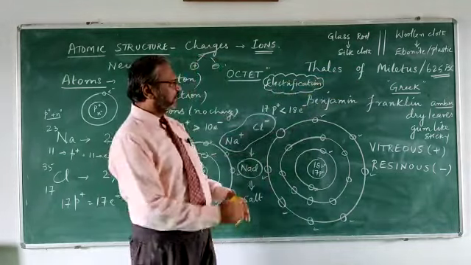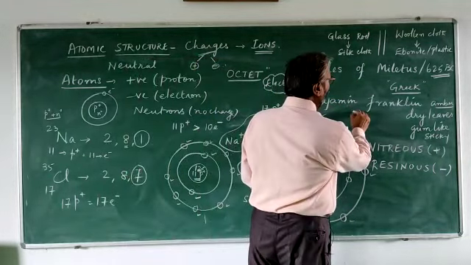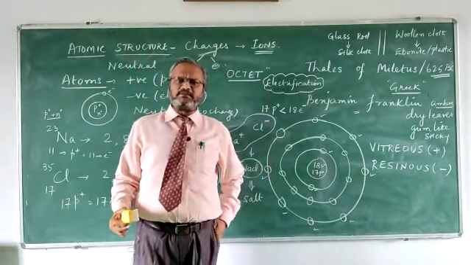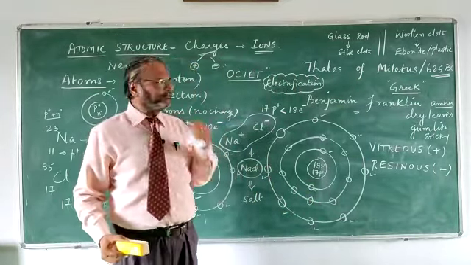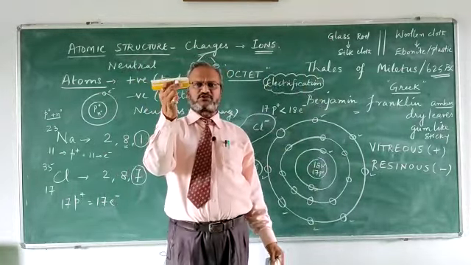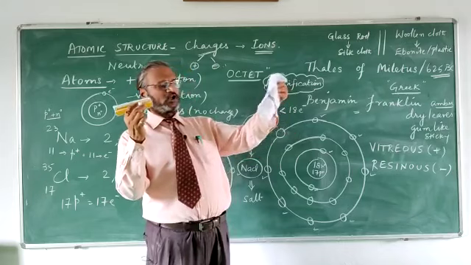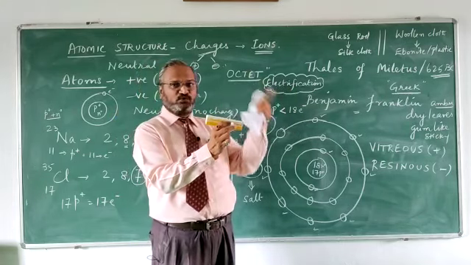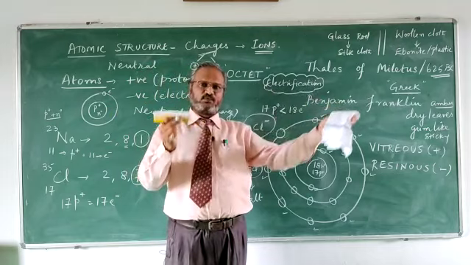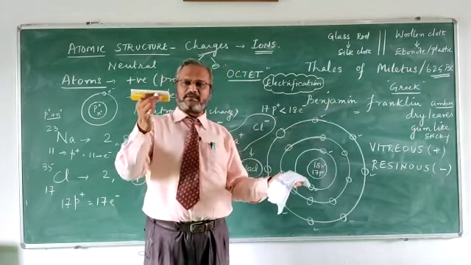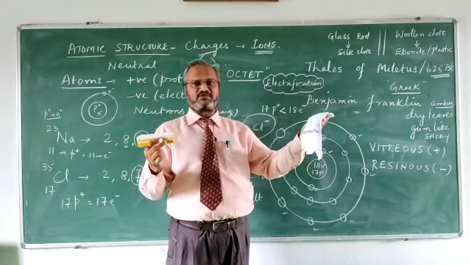And then it was Benjamin Franklin who made further study. What is the basic principle? You can take a simple example. Take a glass rod, and take a silk cloth. Fine, and you rub it, right? And one will lose, the other will gain. One loses electron, other gains electron. One becomes positive, another becomes negative.